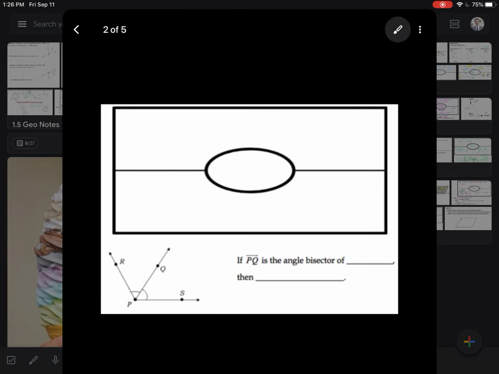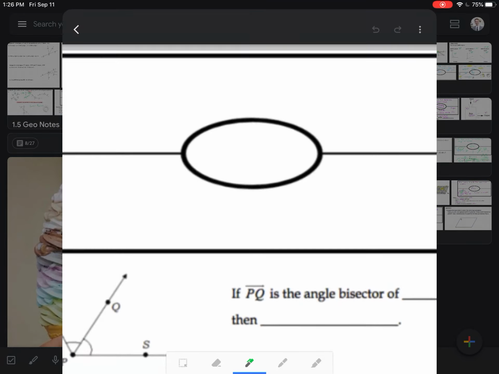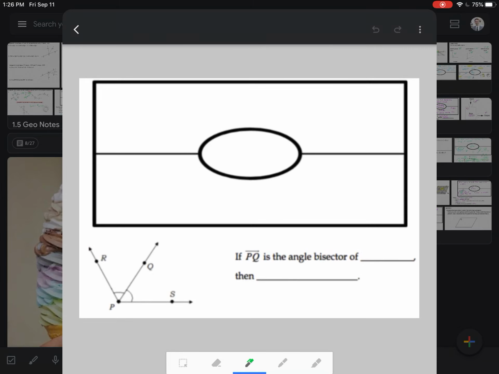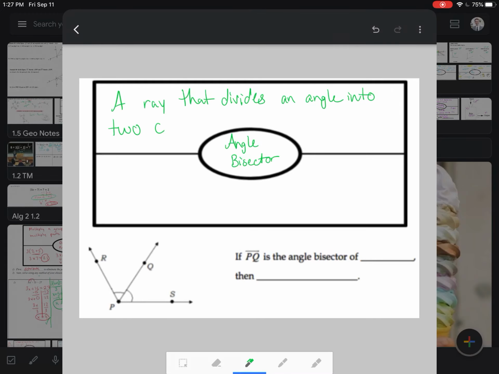All right, our next skill, moving on to angle bisector. So we talked about this to start. That's how we split the angle in half to create two equal parts. So angle bisector is the word, and we define this as a ray that divides an angle into two congruent angles. So again, here's an example of congruent angles. We get to them basically using an angle bisector.